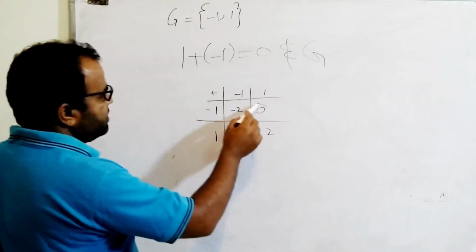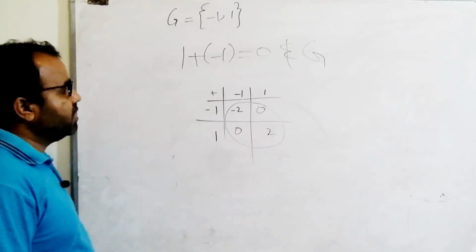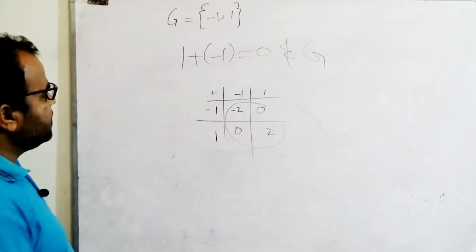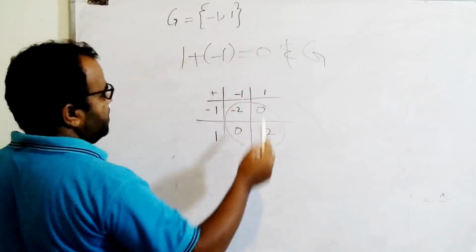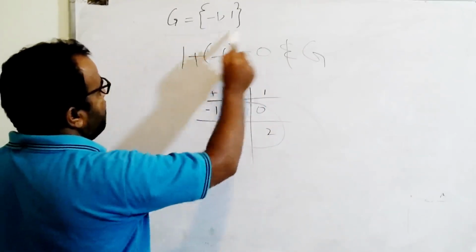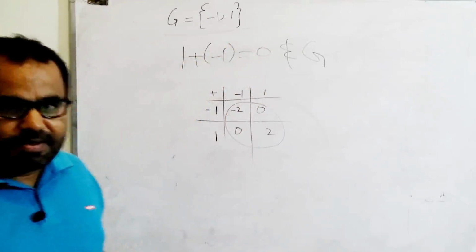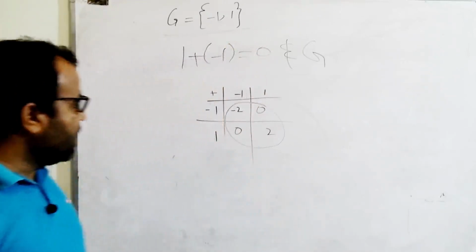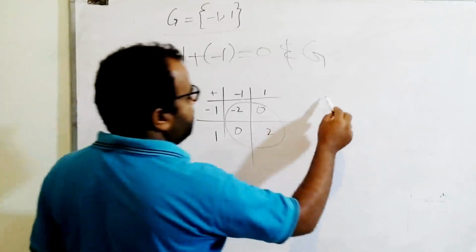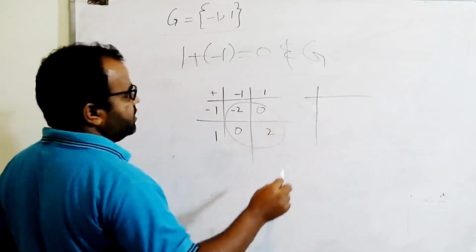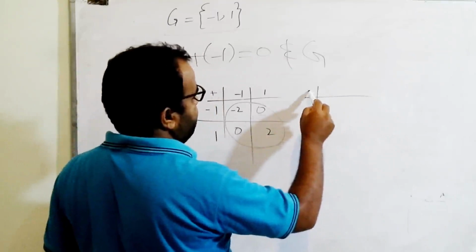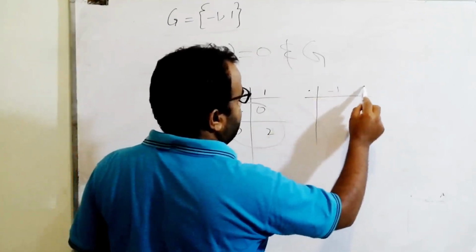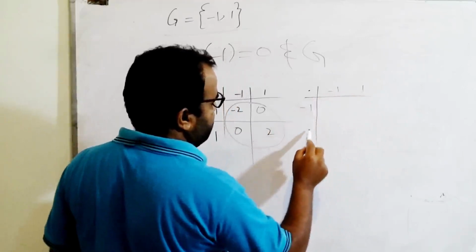So the elements that have been generated over here, -2, 0 and 2, do not belong to G. These elements are not in G. So you can say that this is not a group. And if I take the case of the group table under multiplication, write the elements horizontally and vertically, -1 and 1.